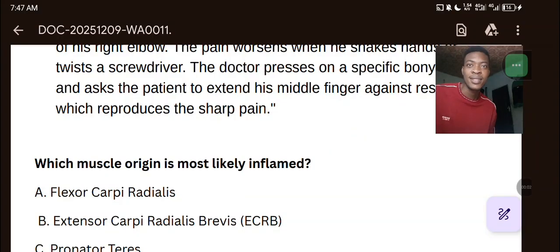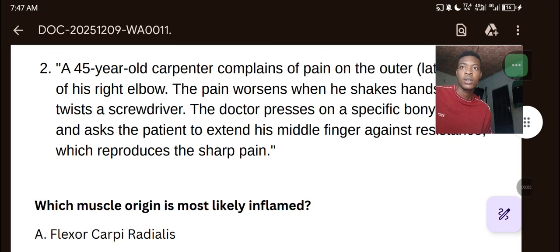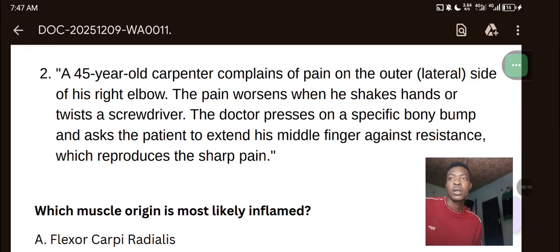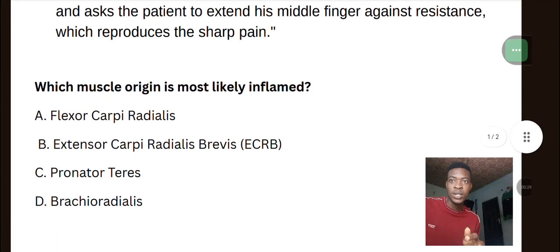All right, so we are down to today's episode of muscle anatomy questions. Number 2 question: a 45-year-old carpenter complains of pain on the lateral side of his right elbow. The pain worsens when he shakes his hands or twists a screwdriver. The doctor presses a specific bony bump and asks the patient to extend his middle finger against resistance, which produces a sharp pain. Which muscle is most likely inflamed?